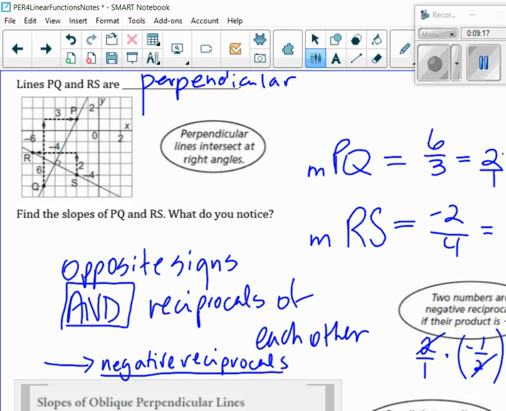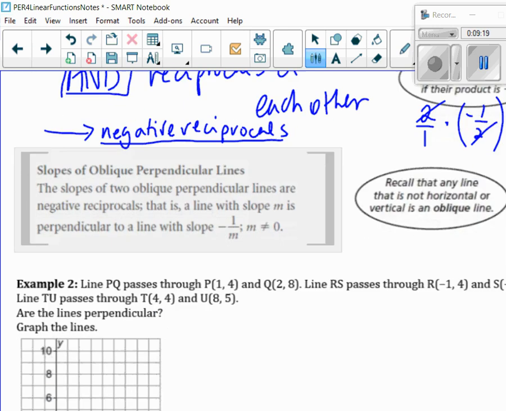Yeah? So they have it in this box here. Slopes of oblique. What does oblique mean? Yeah, they have some kind of slope to it. It's not vertical or horizontal. Slopes of 2 oblique perpendicular lines are negative reciprocals. That is, the line with a slope m is perpendicular to a line with a slope negative 1 over m.